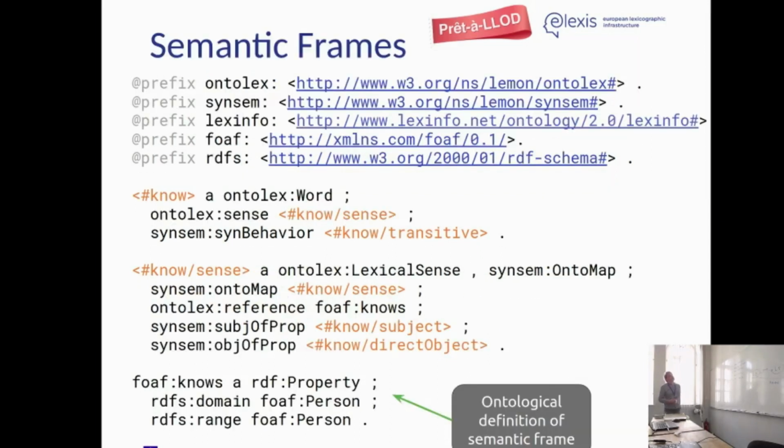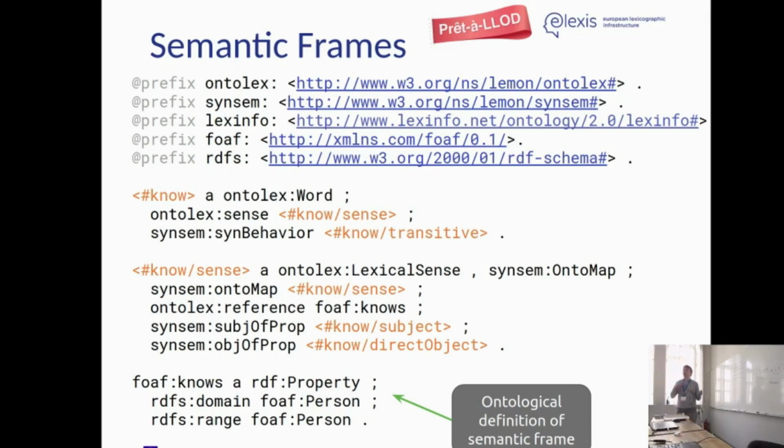And then we can use this in order to map that to a semantic frame. Our semantic frame is our lexical sense, which also acts as our mapping. So we know it refers to the property knows, which is going to map to a property in an ontology. And we can say that the subject of this property, the subject prop, is the subject here, and the object of the property is the direct object here.